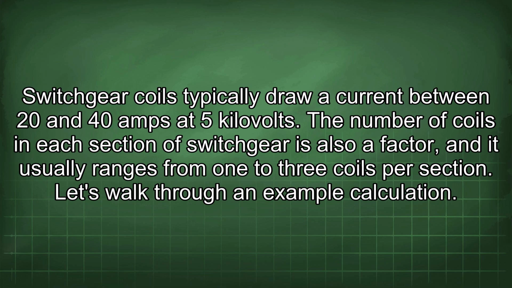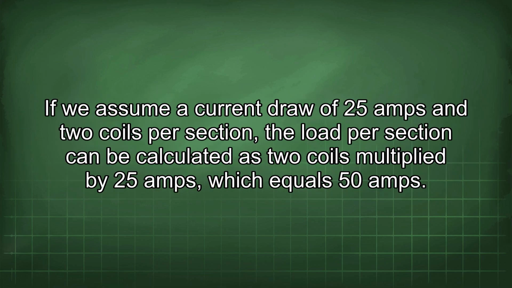The number of coils in each section of switchgear is also a factor, and it usually ranges from 1 to 3 coils per section. Let's walk through an example calculation. If we assume a current draw of 25 amps and 2 coils per section, the load per section can be calculated as 2 coils multiplied by 25 amps, which equals 50 amps.